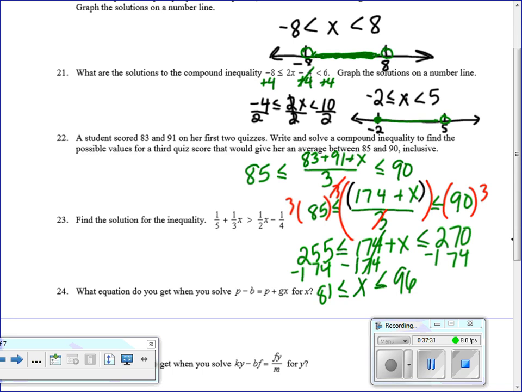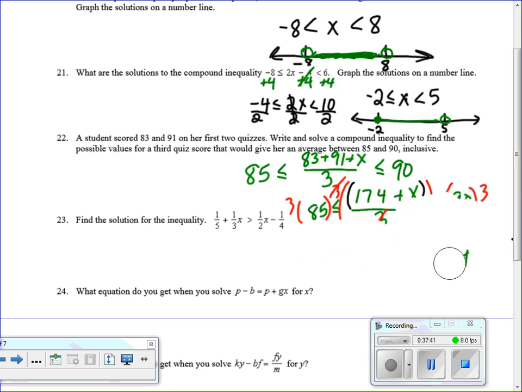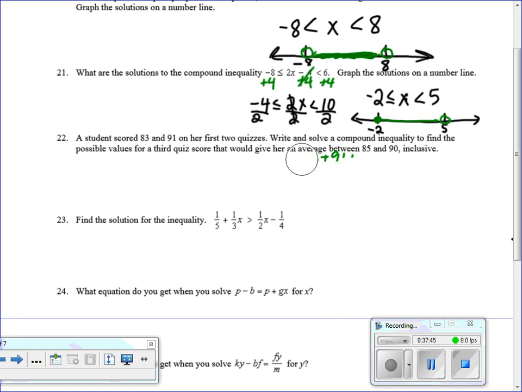Find the solution to the inequality. So we're looking at number 23. To find the solution to the inequality for number 3, what you're going to need to do is find a common denominator. So we look at 5, 3, 2, and 4. We're looking for a number that all 4 of those numbers can go into. That number just happens to be 60.